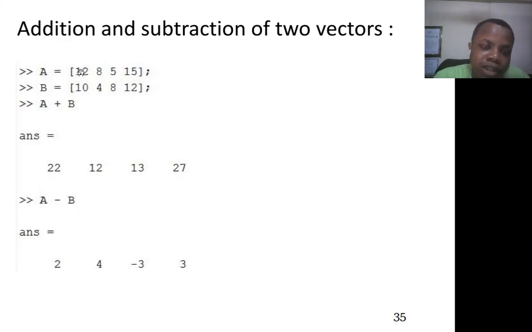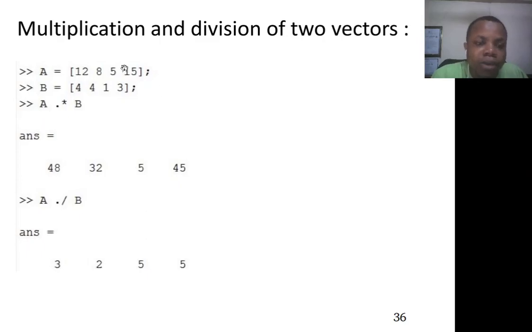Now you can see that in this case it's just going to take the first entry and add it to the first entry of matrix B. So 12 plus 10 gives us 22, 8 plus 4 gives us 12, and the rest continues. We could also subtract these two matrices. So we have A minus B, and that is exactly the output that we are looking for.